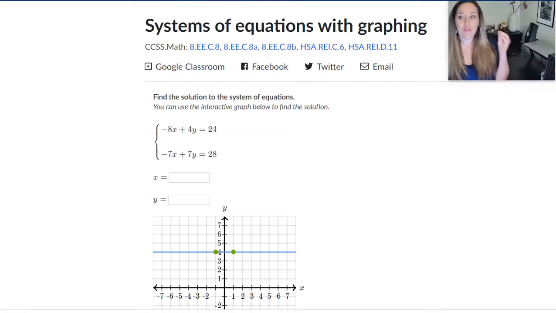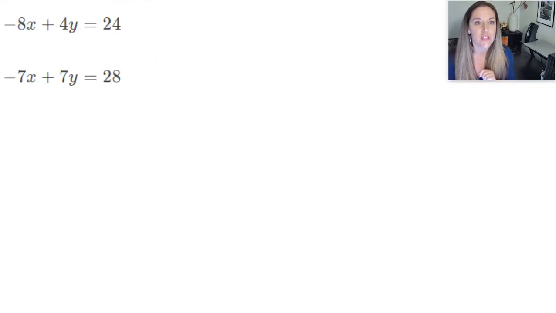Hello everybody. If you are graphing systems of equations on Khan Academy and you're feeling really good about it, and then you get to one of these questions and you get stuck, it's totally normal. It's because these equations are not in slope-intercept form. So I screenshot these equations and I put them right here, and I want to show you how we can change these equations to slope-intercept form.